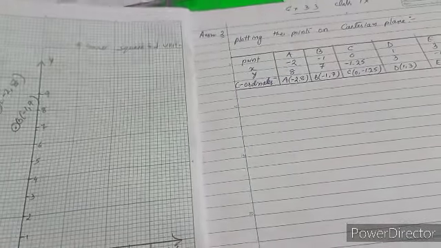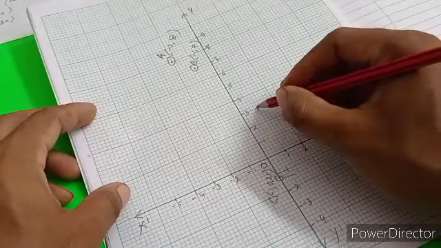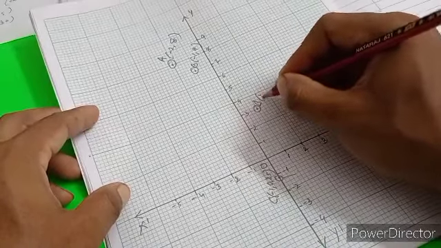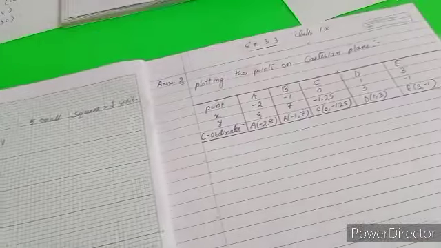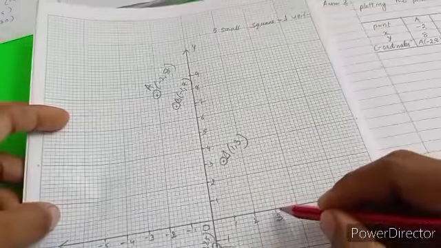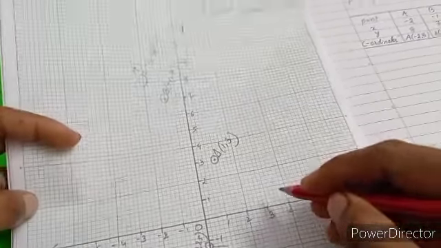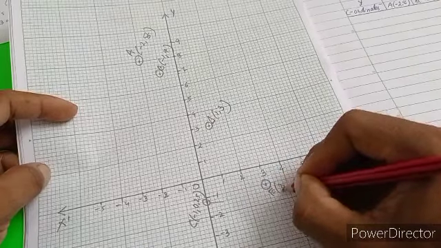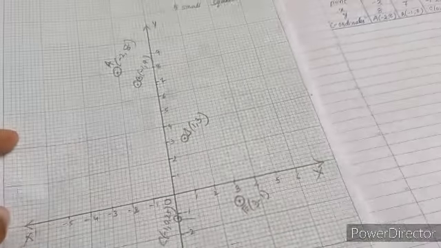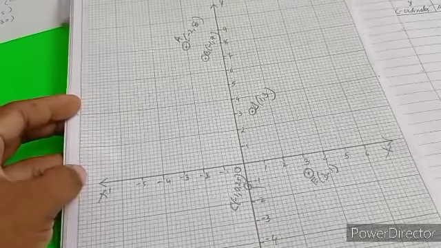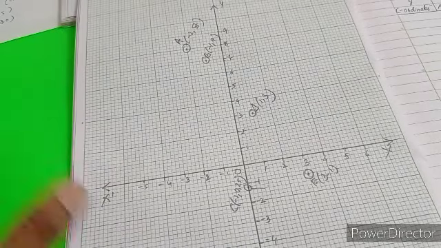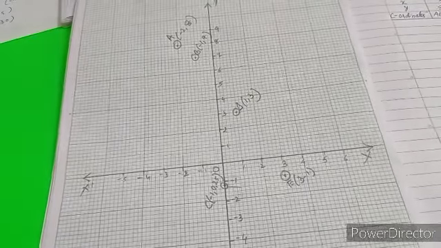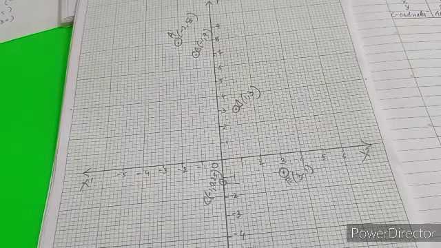D is 1, 3. x equal to 1, y equal to 3. D is 1, 3. And E is 3, -1. Positive 3. The x value is 3, and minus 1 is downward. This is E, 3, -1. That's how we have plotted all the points on the Cartesian plane. I hope you have understood this particular concept. You need to do it on graph paper so that you can get the exact location.